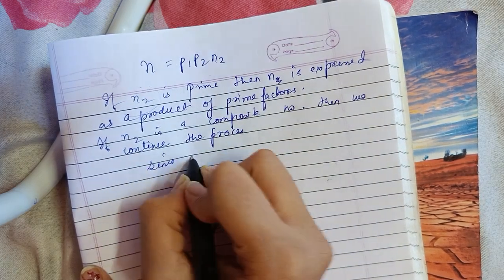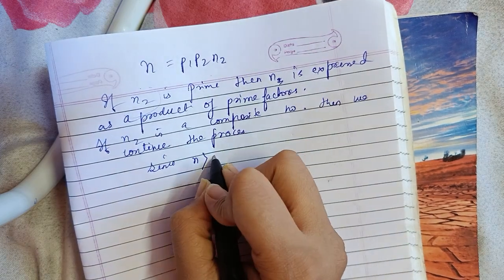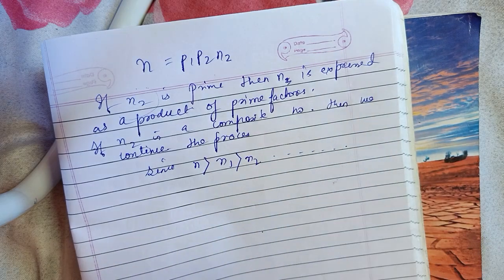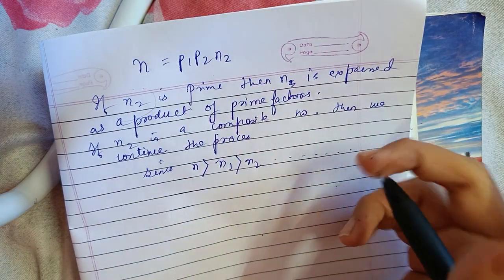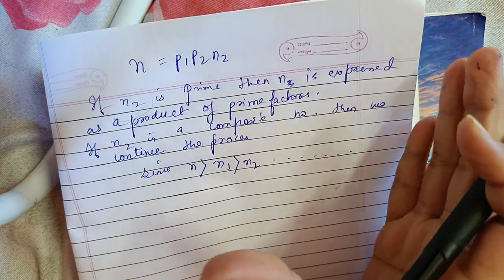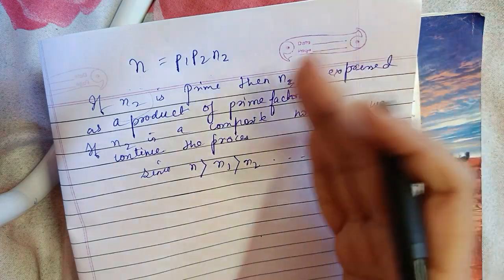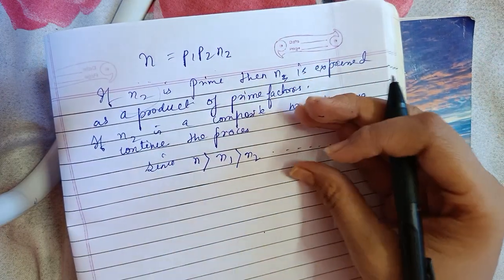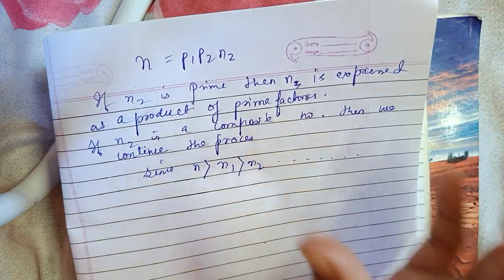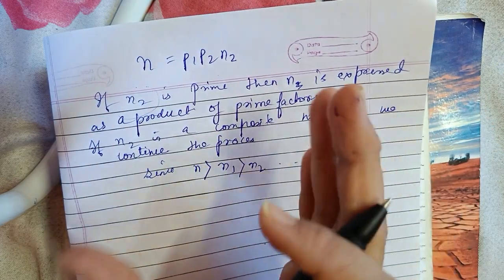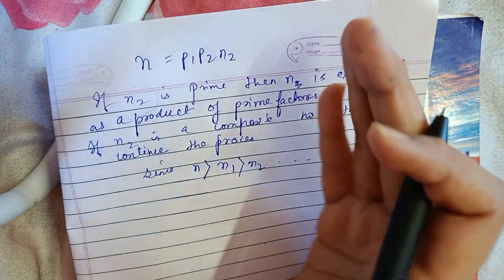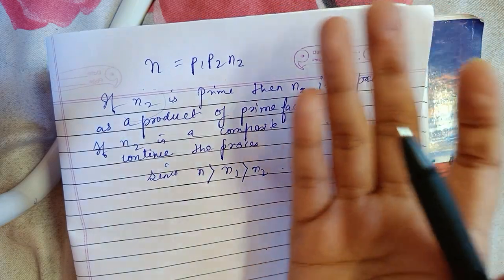Since n is greater than n1 is greater than n2, this process cannot continue infinitely. Okay, because we will get numbers smaller and smaller, as the factors become smaller. Therefore after a finite number of steps we will get some value of the smallest prime factor. Think of the largest number possible.